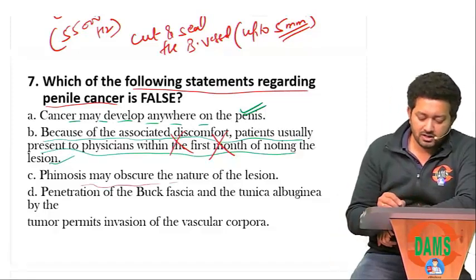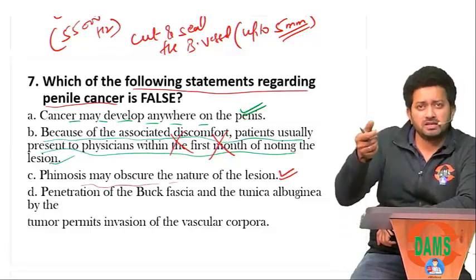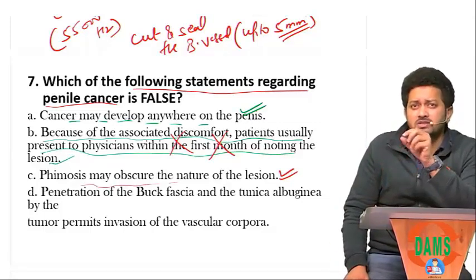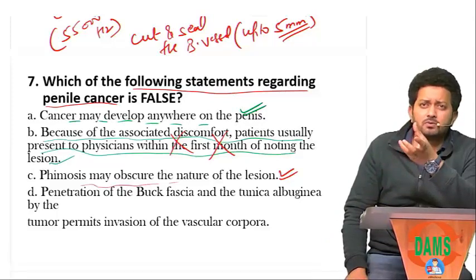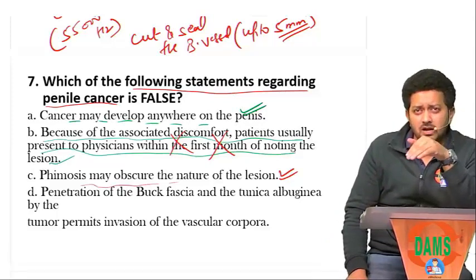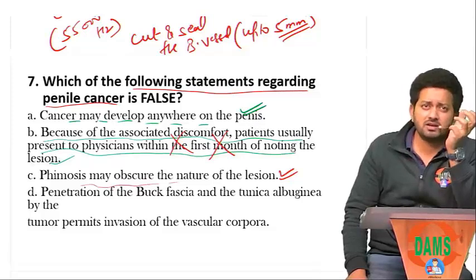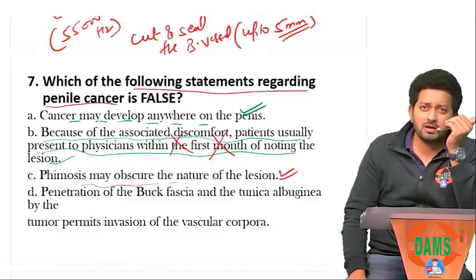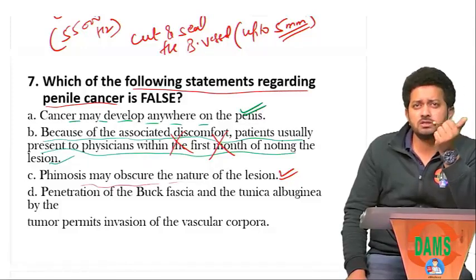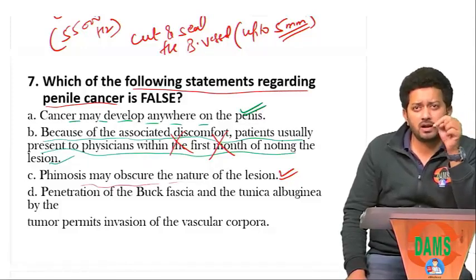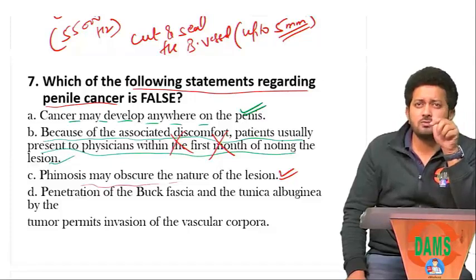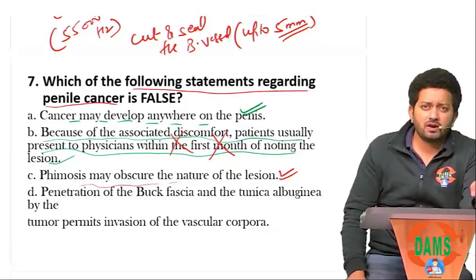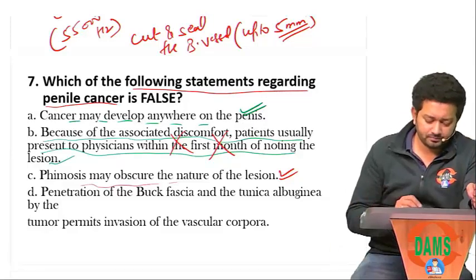Phimosis may obscure the nature of the lesion. That is true. Phimosis is the inability to retract the prepuce, and if you cannot retract it, you cannot see what is underneath, and that's why it can obscure the lesion. Also, phimosis is a risk factor for penile cancer. Because of the phimosis, the person cannot maintain local hygiene, and due to accumulation of smegma, it is a risk factor for penile cancer.